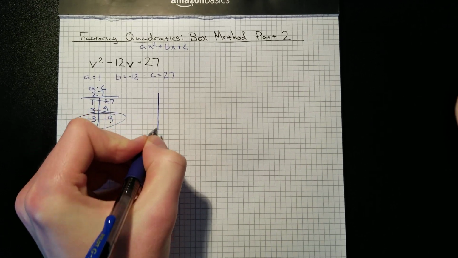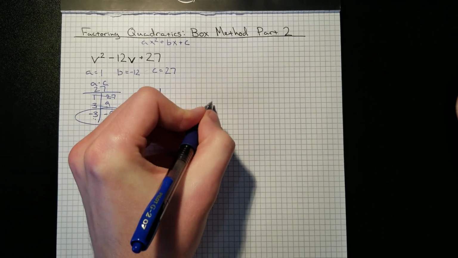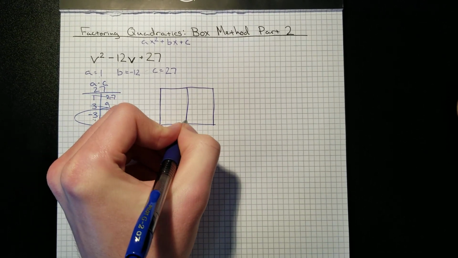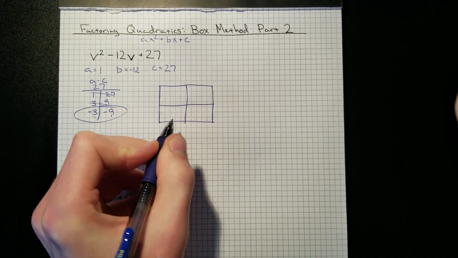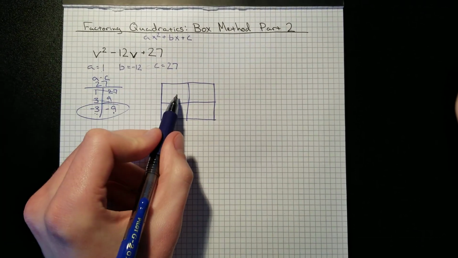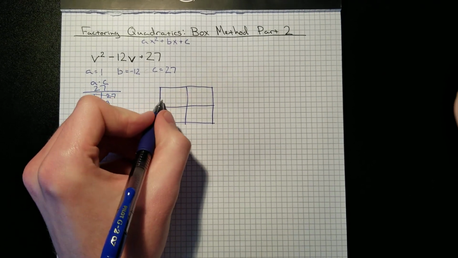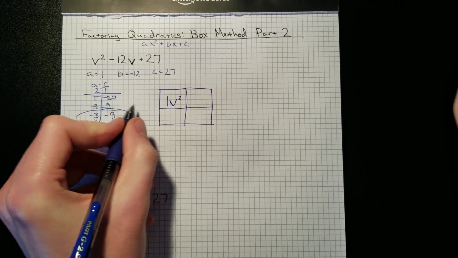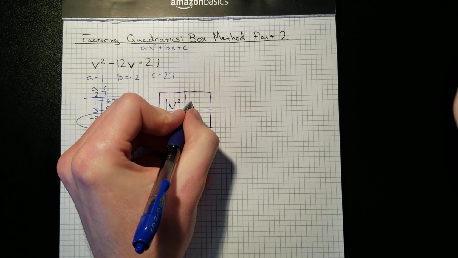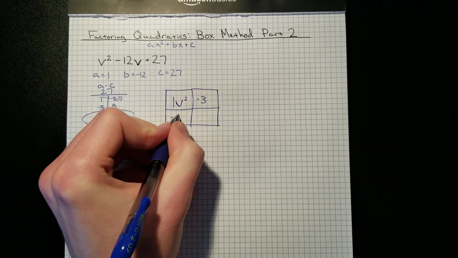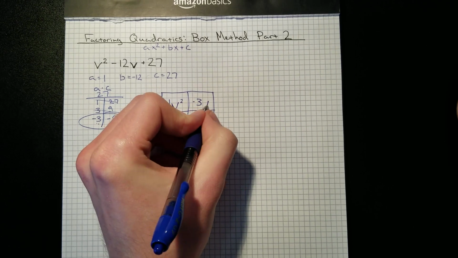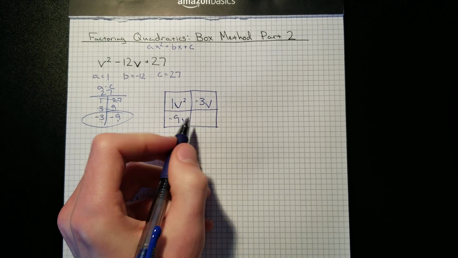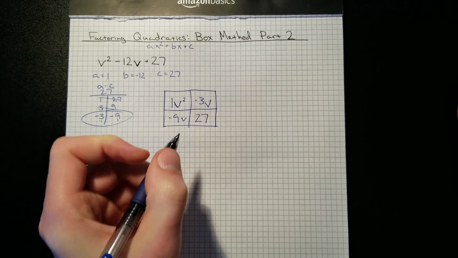So we're going to make our table. We're going to make this box now. This is called the box method for a reason. We make the box, and we have to put stuff in it. Remember, the thing that goes here is always the ax squared. This time it's the 1v squared. We have to make sure that we use the right variable. In these two boxes, we put the negative 3 and the negative 9, and you always have to put the variable back into those two boxes as well. In the bottom right, you always just put c, so the 27 goes there.